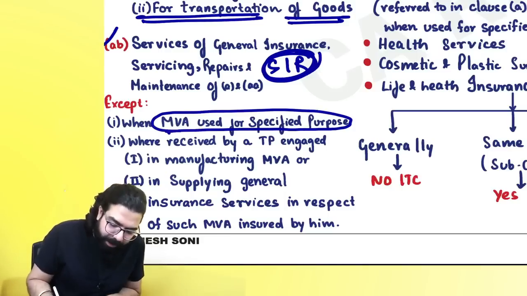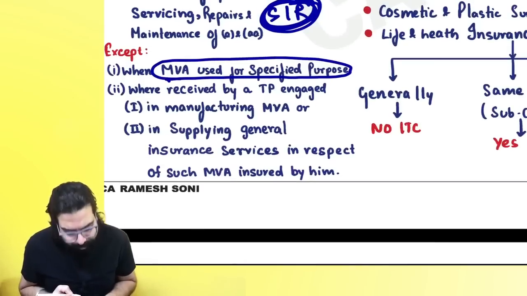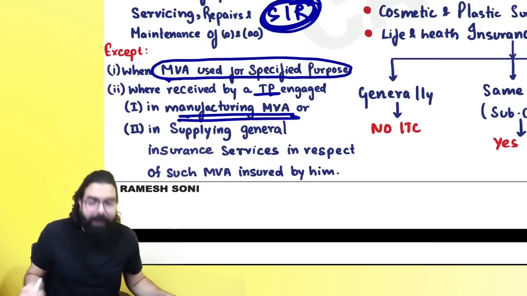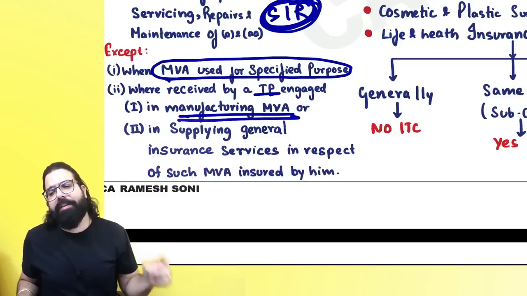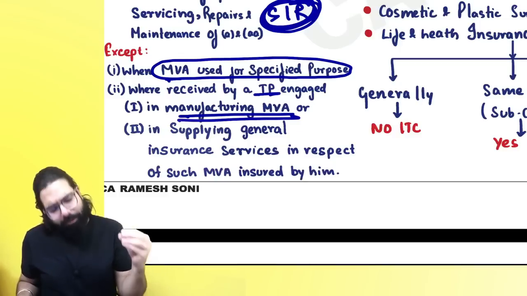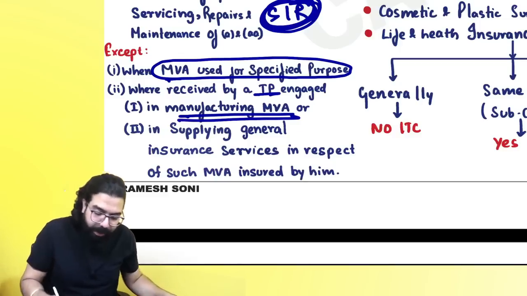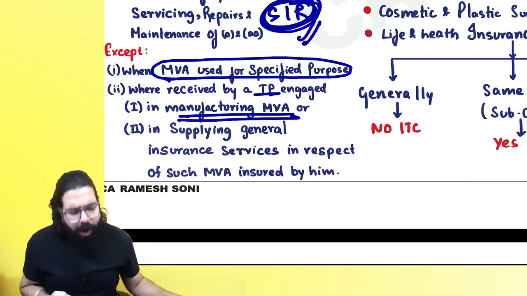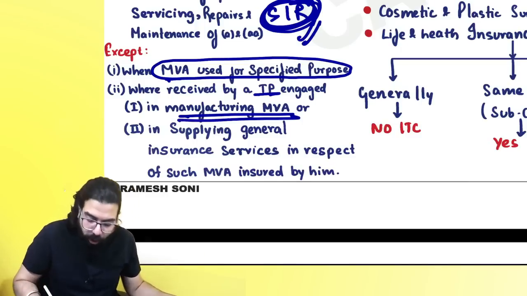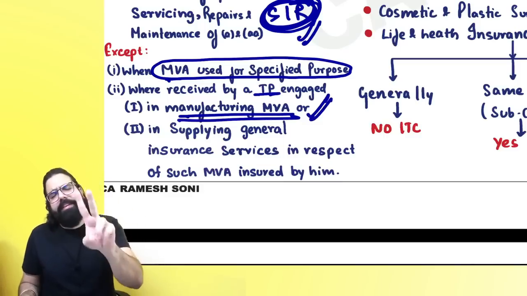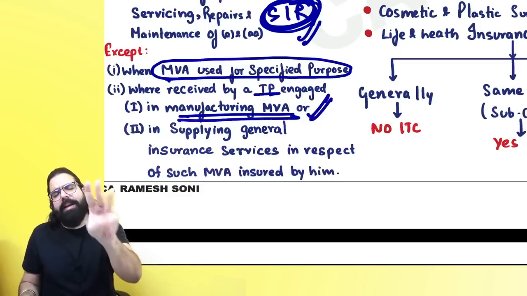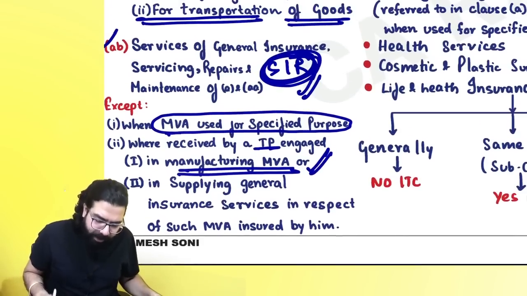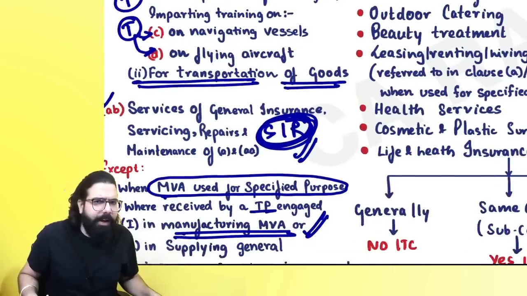Then they went ahead and told that the credit on servicing, insurance, repair and maintenance will be allowed if you are a taxable person who is into manufacturing of motor vehicle, vessel and aircraft. Motor vehicle, vessel and aircraft is MVA. Okay sir.